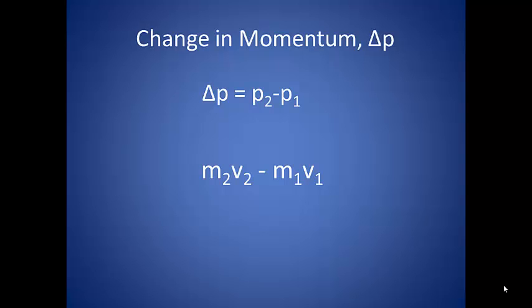A change in momentum occurs when an object changes its velocity. Remember, a change in something is represented by the Greek letter delta, and we find this by taking the final momentum and subtracting the initial momentum. We know that momentum is mass times velocity, so we take the final mass times the final velocity and subtract it from the first mass multiplied by the first velocity.